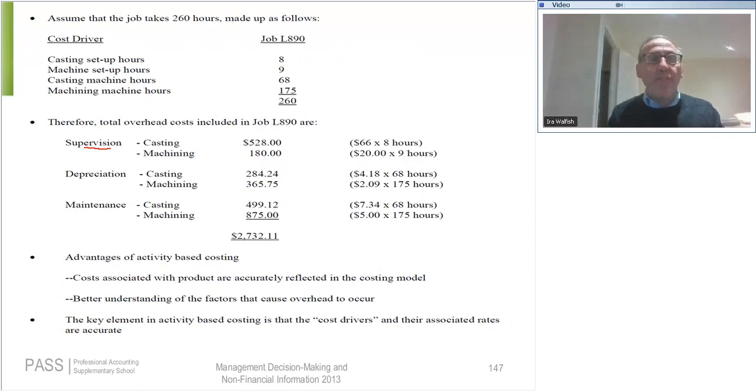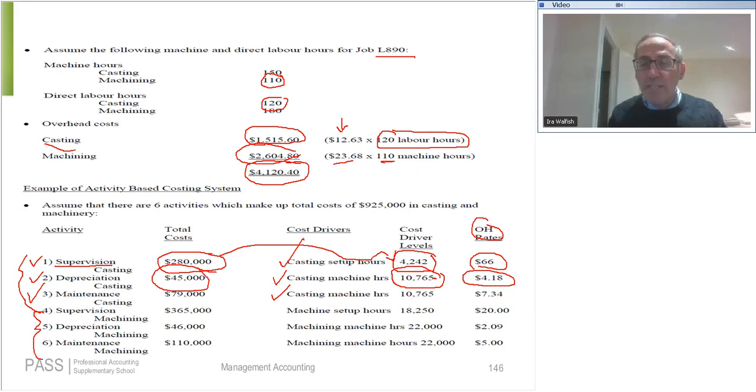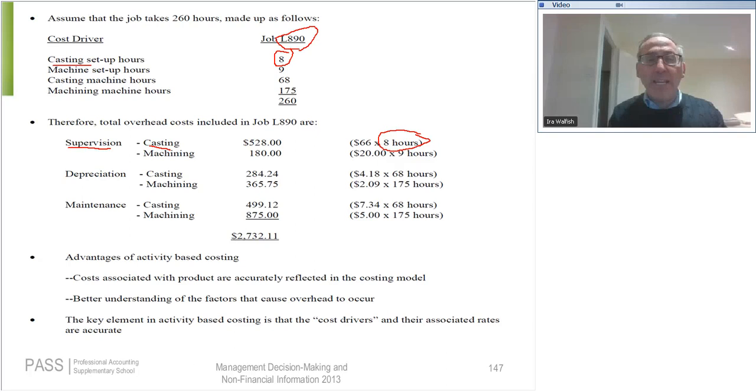So I have to ask myself, for the casting department, for job L890, let's assume that 8 hours were required for setup. So for that particular activity, setup for supervision for the casting department, I would take 8 hours times the rate we calculated on the previous page, $66, and 66 times 8 is 528. So I'm going to allocate $528 to the supervision activity for the L890 job. Why? Because supervision is being allocated based on setup hours. So I took the setup hours for that job times the rate for supervision for casting of $66 to give me the 528.